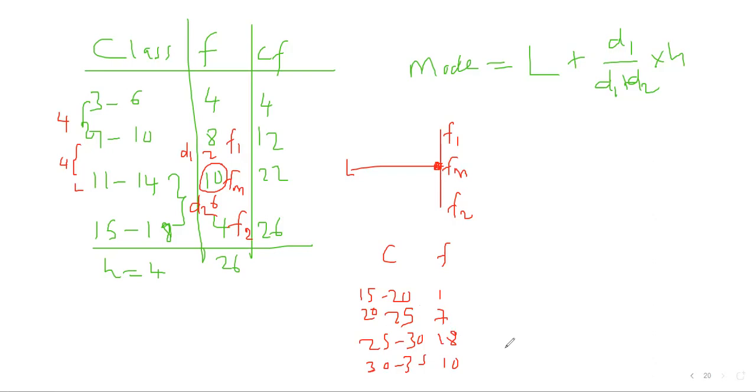Which one is our FM? 18. Our F1? 7. And our F2? 10. Yes, F1 is 7, F2 is 10. Then the lower boundary, 25.